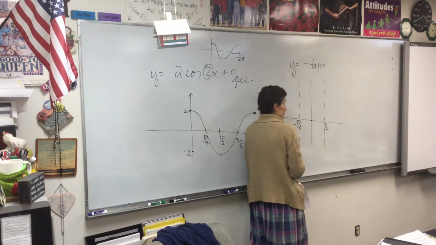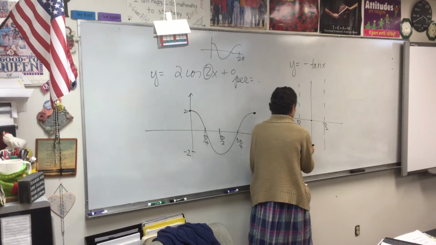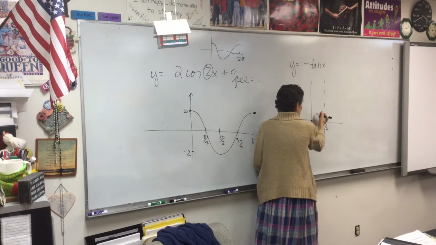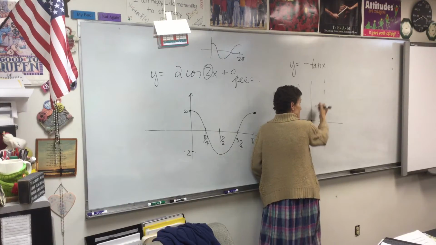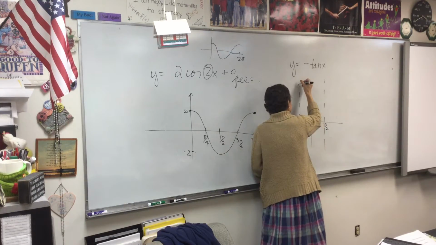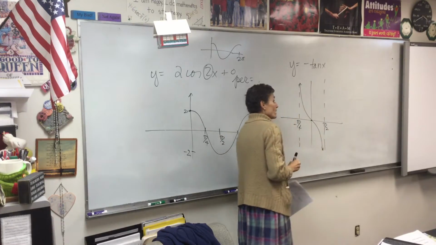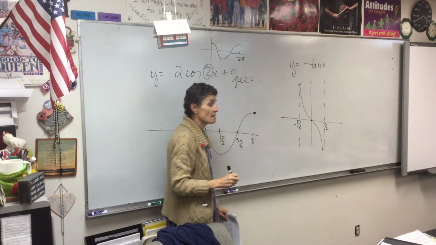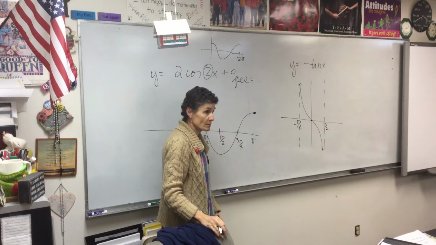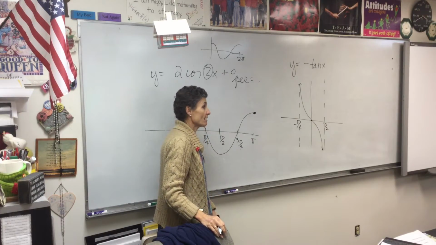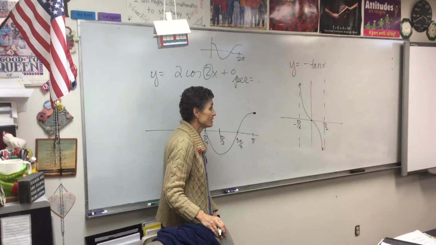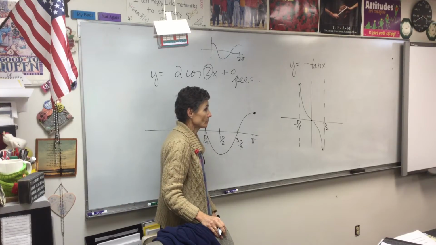Goes through the origin. But a normal tangent increases. When I turn it upside down, it's going to decrease. So it's going to have the shape of a cotangent. But it's going to have the asymptotes of a tangent. Upside down.